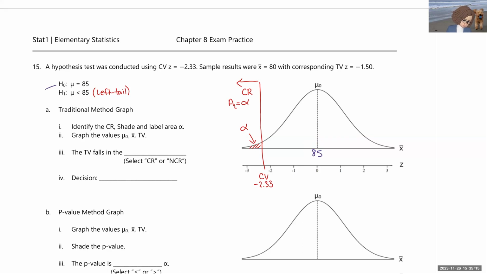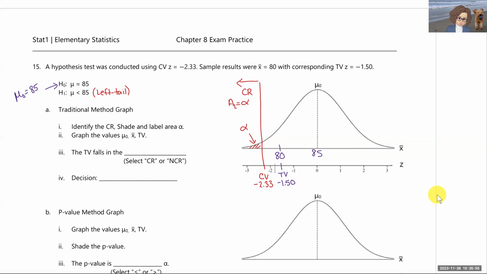I'll just kind of make a note here. So that tells you your mu naught. And then in the study, X bar came out to be 80. So the way we know where X bar is, we look at its test value. So the test value, negative 1.50. So a test value of negative 1.50 tells me that 80 is there. So an X bar of 80 corresponds to a Z test value, test statistic of negative 1.50.